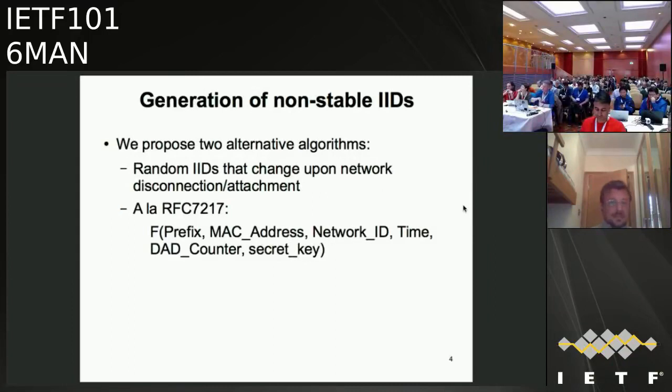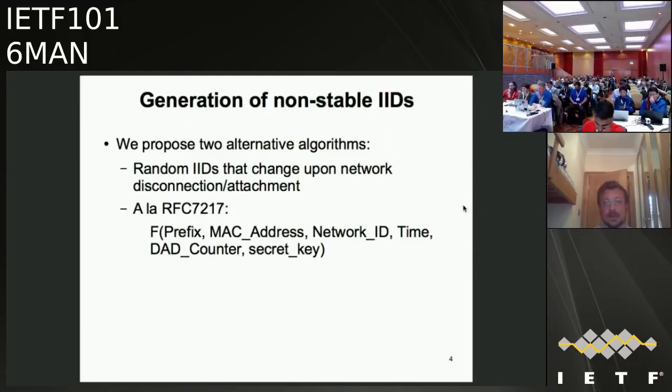This is just to know the two different algorithms that are proposed as a replacement of what was in 4941. First one is just pick a random number, simple. Pick a random number of as many bits as necessary, and that's it.